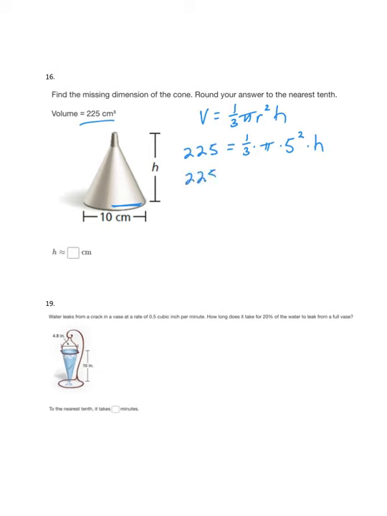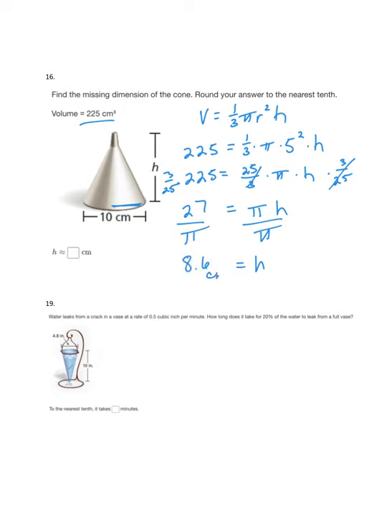Okay, so 5 squared is 25. So here I have 225 equals, I'm just going to write 25/3 times pi times h. First, I'm going to multiply each side by the reciprocal of 25/3. I'll multiply by 3/25. So that simplifies this part. Now I have pi times h is equal to, in my calculator, 225 times 3, and then divide by 25, and I get 27. Now I just need to take 27, divide by pi, and I get 8.594. It asks me to go to the nearest tenth, so that's about 8.6 centimeters.